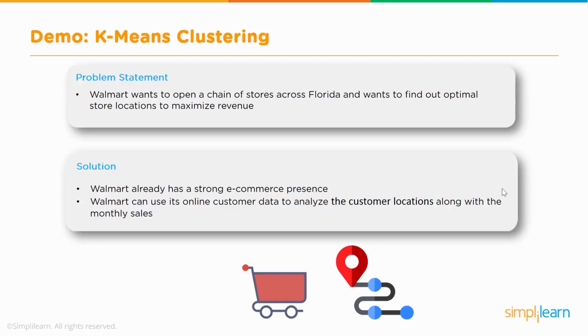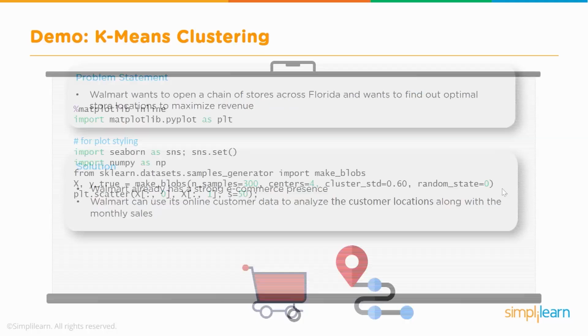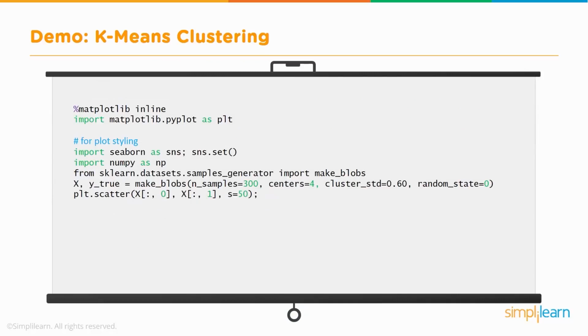Now, an organization like Walmart, which is an e-commerce joint, already has the addresses of its customers in its database, so they can use this data and apply k-means clustering to find the optimal location. Now, before we go into the Python notebook and show you the live code, I want to take you very quickly through a summary of the code in the slides, and then we will go into the Python notebook.